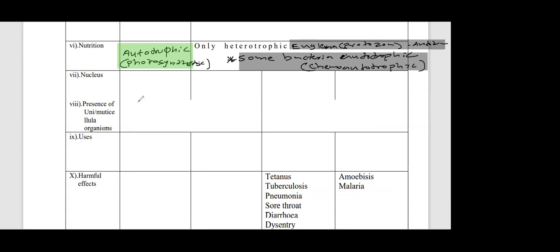The next one, presence of unicellular or multicellular organisms. If you take algae, both unicellular and multicellular organisms are present. That means some algae are unicellular, example Chlamydomonas. Some algae are multicellular, some algae we use as marine food, example Ulva. Chinese restaurants use some marine algae, actually seafood.